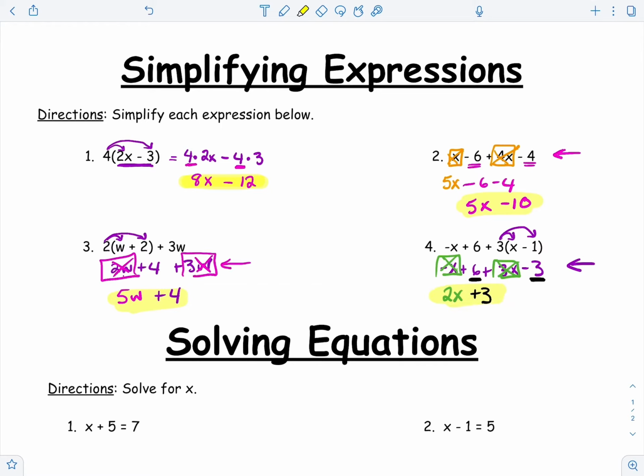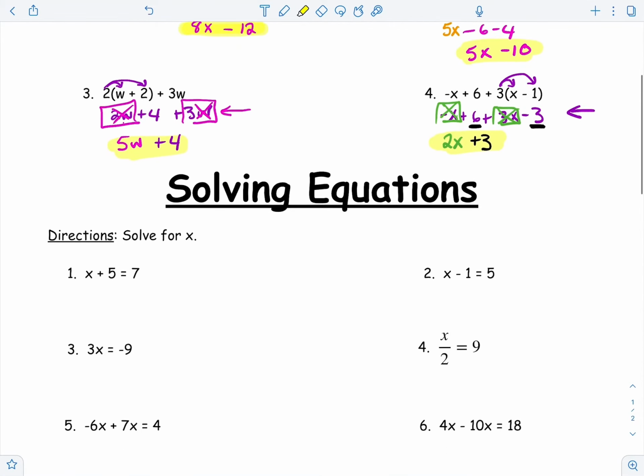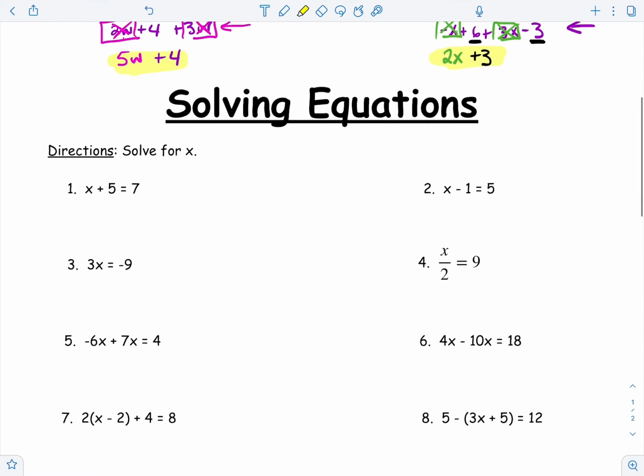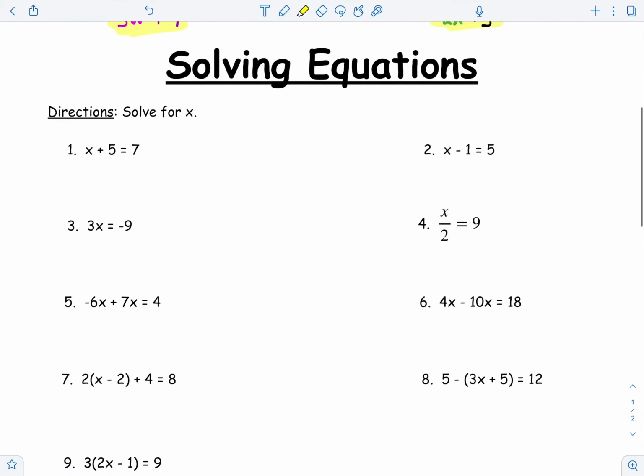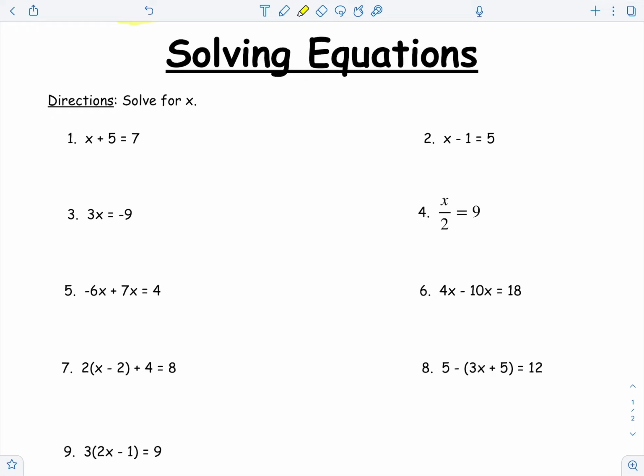So now that we've talked about combining like terms and the distributive property over expressions, let's see how that applies when we're solving equations. But first let's review a few equations and how we solve them. When we solve equations or solve for x, we're asking for the value that makes the statement true. So in number 1, we have x plus 5 equals 7. So we're asking ourselves what plus 5 gives us 7.